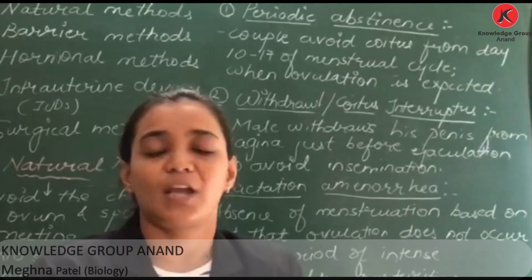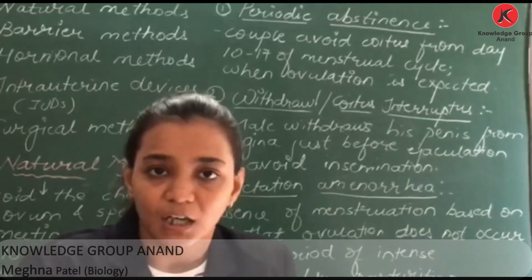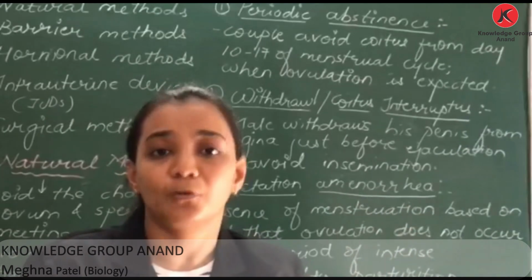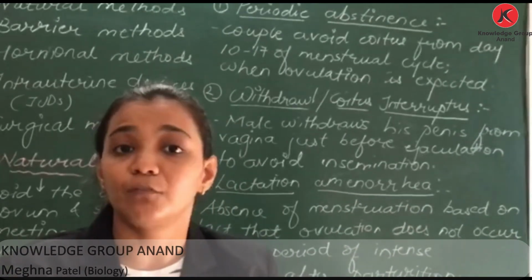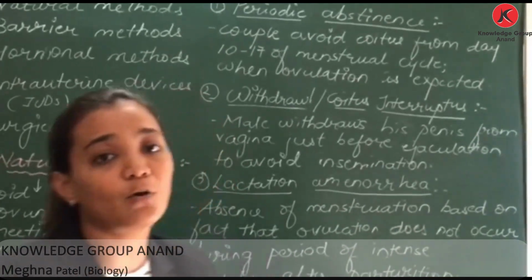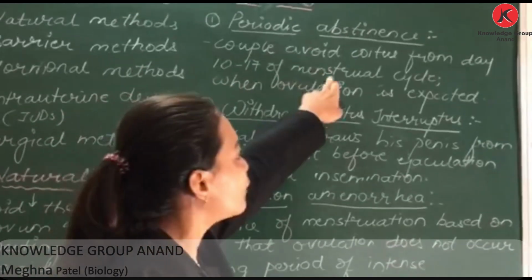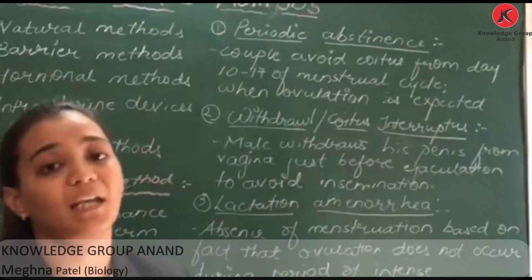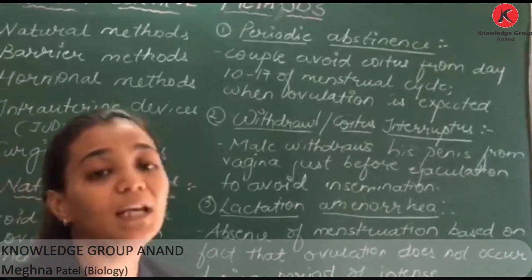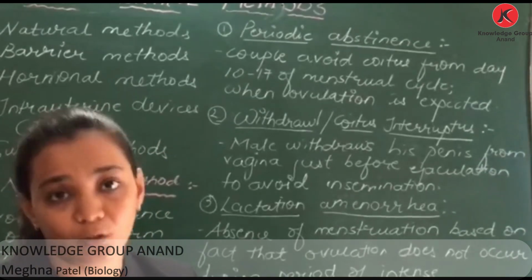Why? Because she has ovulated in this duration. If they have coitus during this duration, the chances of fertilization will be more. So avoiding coitus during the 10th to 17th days of the menstrual cycle can be a method to naturally avoid the meeting of sperm and ovum.